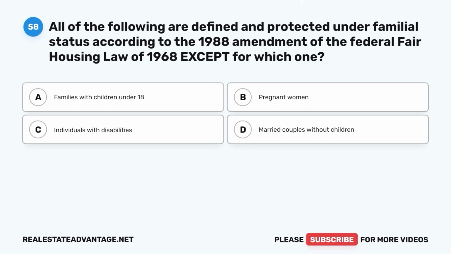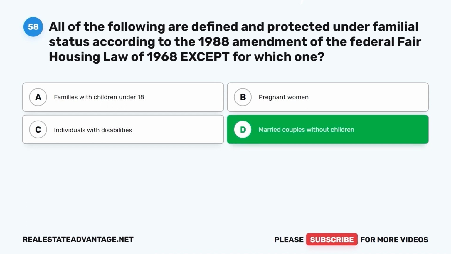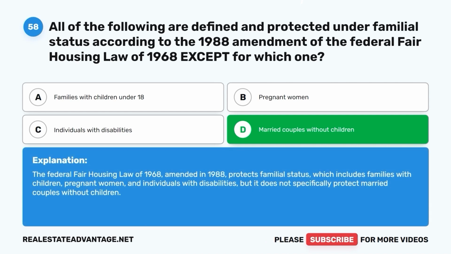Question 58. All of the following are defined and protected under familial status according to the 1988 amendment of the Federal Fair Housing Law of 1968, except for which one? A. Families with children under 18. B. Pregnant women. C. Individuals with disabilities. D. Married couples without children. The correct answer is D.